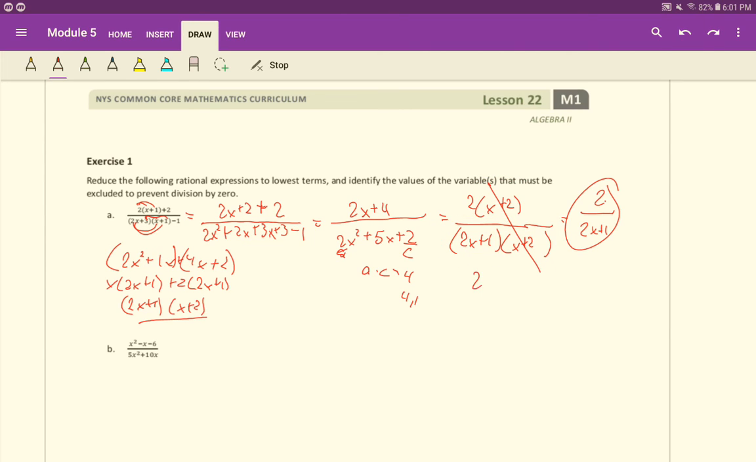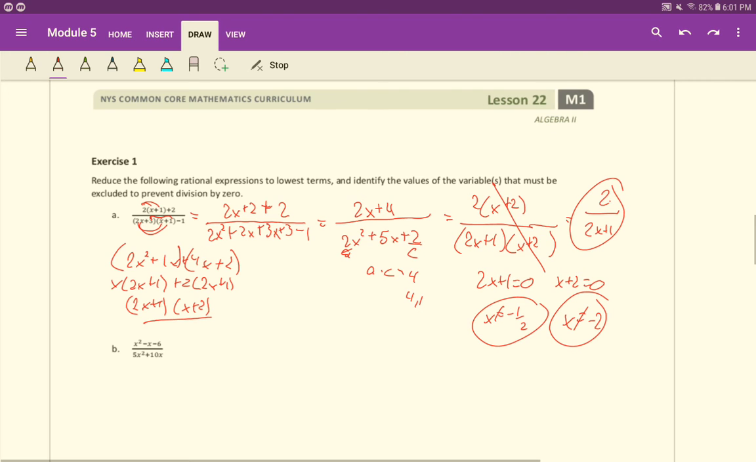So we'll set the 2x plus 1 equal to 0. We'll set the x plus 2 equal to 0, and just solve to see what values would make them 0. So for this one, it's going to be x equals negative 1/2 when you solve it out. And for this one right here, it's going to be x equals negative 2. So in other words, we do not want x to equal negative 1/2, and we do not want x equal to negative 2, or else this would be divided by 0, or undefined, or 0 divided by 0 kind of thing. All right. Let's take a look at another one.